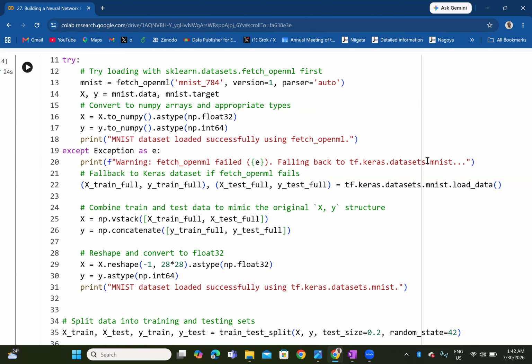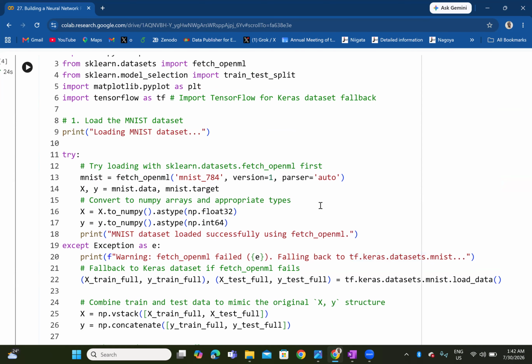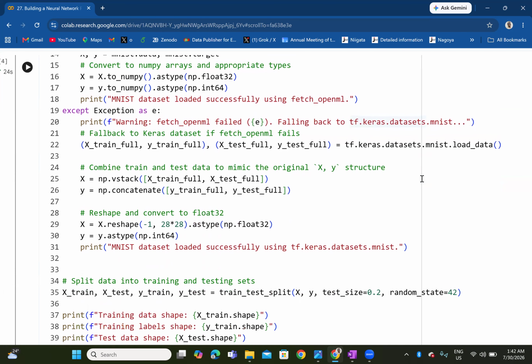We don't want to use Keras at all. Keras came with TensorFlow, and we don't want to use that. But if this one fails, then we can fall back on this. So either way, we have our dataset. Fall back to the Keras dataset if fetch_openml fails. You then have X_train_full, y_train_full, X_test_full, y_test_full, and that is coming from Keras, if the first part doesn't work.